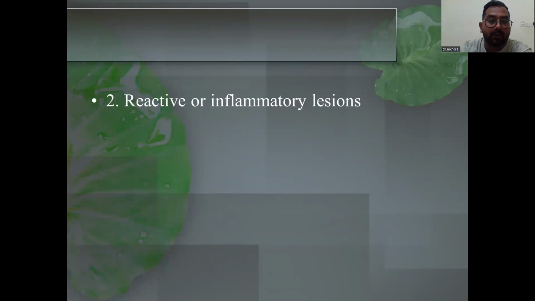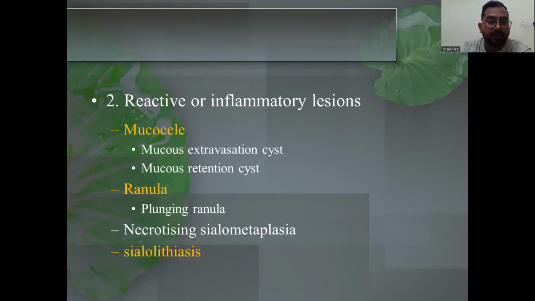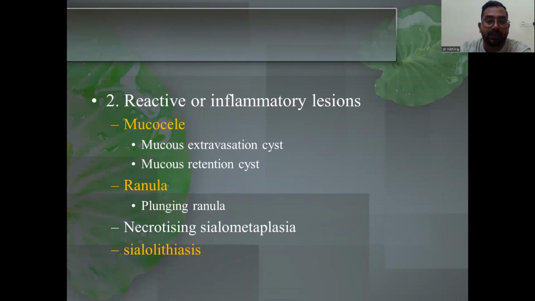Okay, the second classification is reactive or inflammatory lesions. So that comes under mucocele, which is again divided into two: mucus extravasation cyst and mucus retention cyst. The third one is ranula, plunging ranula, or necrotizing sialometaplasia, which comes under the ranula, and sialolithiasis. These come under the reactive or inflammatory lesions.